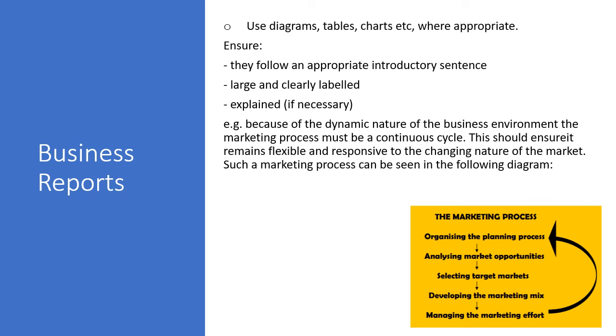For example, because of the dynamic nature of the business environment, the marketing process must be a continuous cycle. This should ensure it remains flexible and responsive to the changing nature of the market. Such a marketing plan process can be seen in the following diagram. So there's that little bit of introduction. You're giving it some context. You're not just throwing things in because you've got a bit of time and you just want to draw.